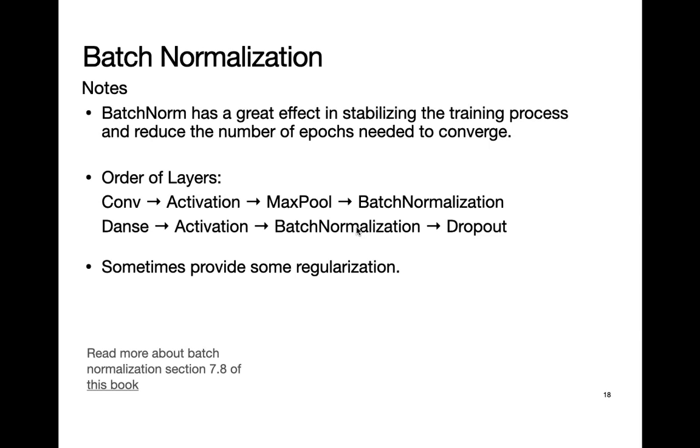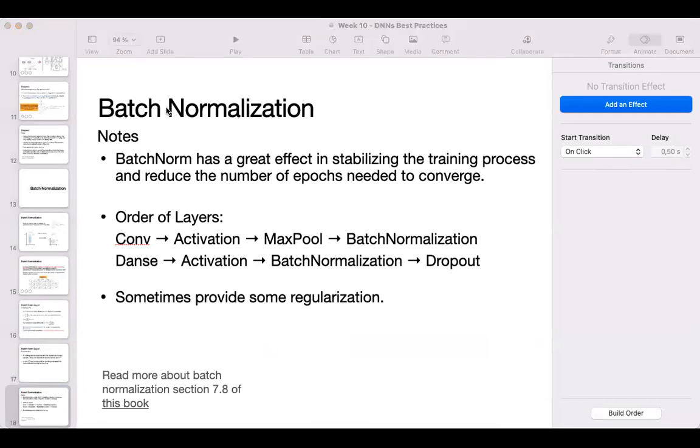So when designing your network architecture, you should think of this order of layers when you want to integrate batch norm. And batch norm, as we said, also sometimes provides some regularization, but this is not the main purpose. Sometimes it does, sometimes it does not. The main purpose is to speed up the training. So let's see first how we can apply this.